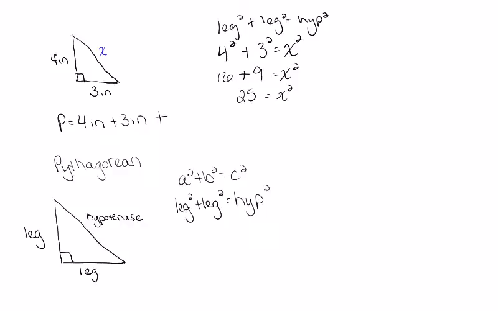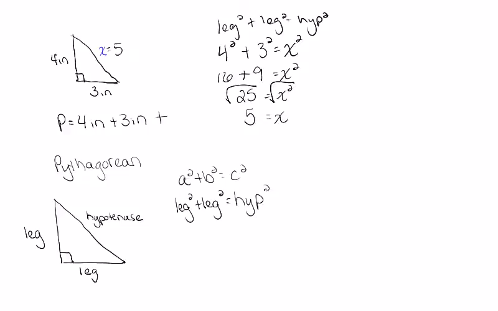We are not interested in x squared, though. We are interested in x itself. To undo squaring, we do the inverse operation, which you may remember is square rooting. In other words, we're asking what number times itself is 25, and we see that it is 5.